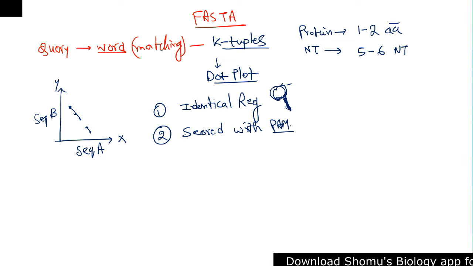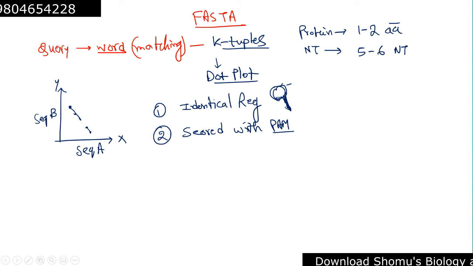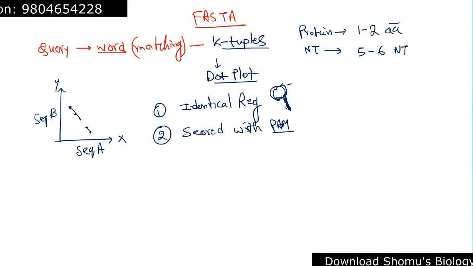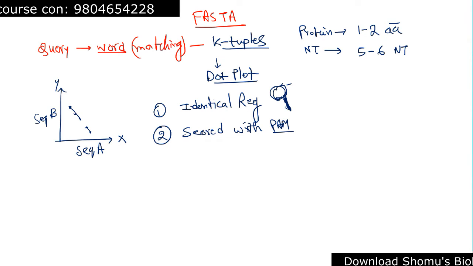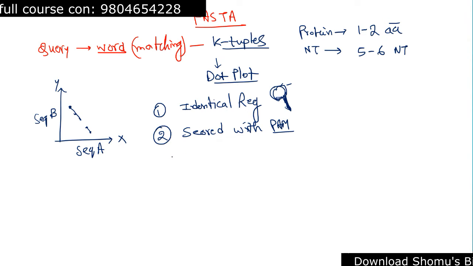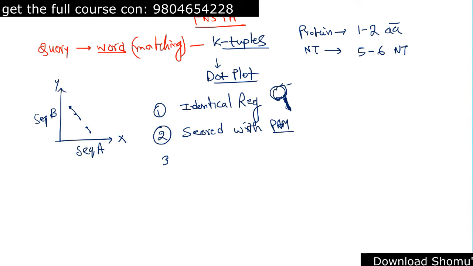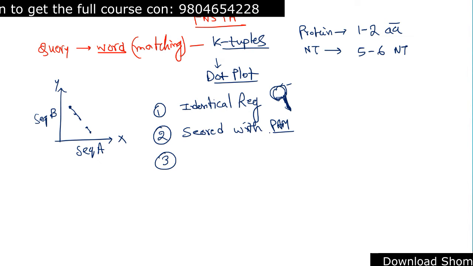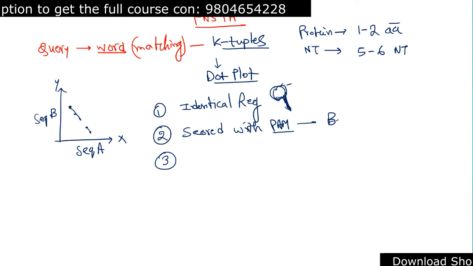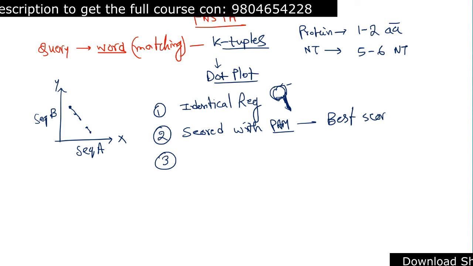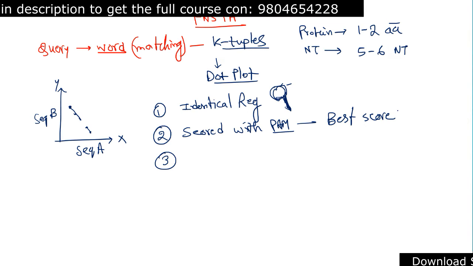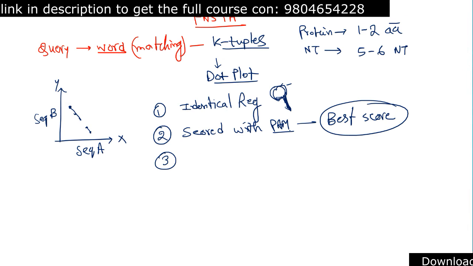Now there are scoring systems in bioinformatics. There are two systems used, PAM matrix and Blosum matrix. So again, you need to know what PAM matrix and Blosum matrix are, and how the scoring system works. You can watch my video on that, the portion of the lecture on that, then you can understand. BLAST uses Blosum 62, but FASTA uses PAM matrix. So the scoring is done, and the best score is kept aside.